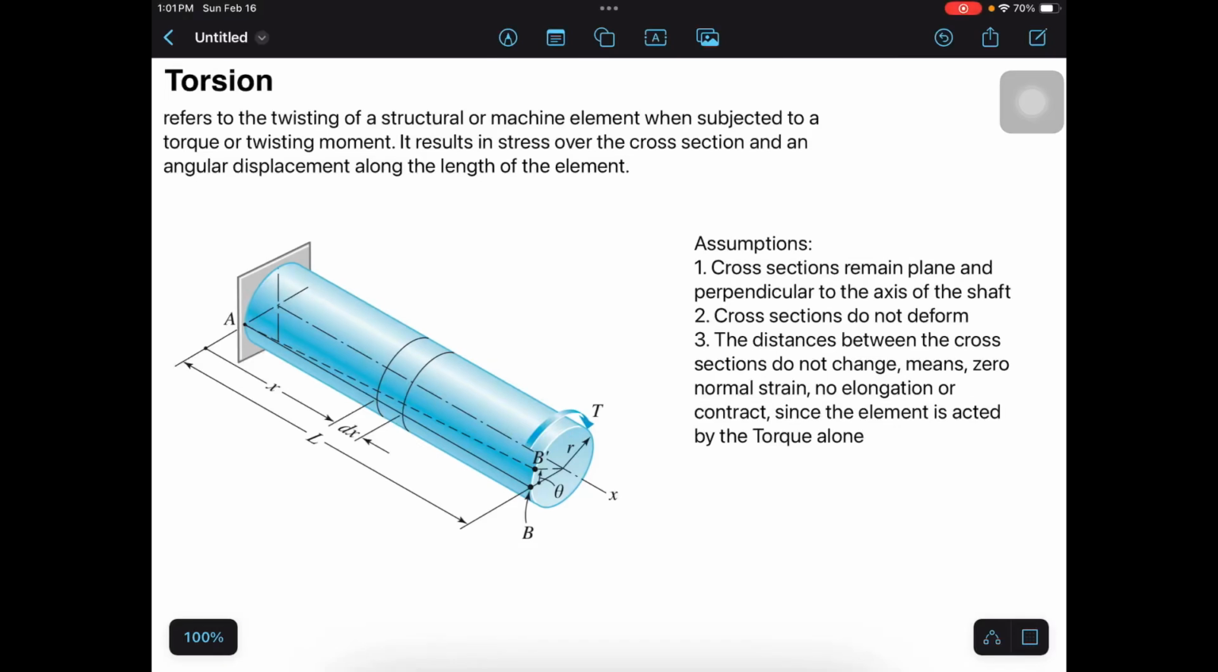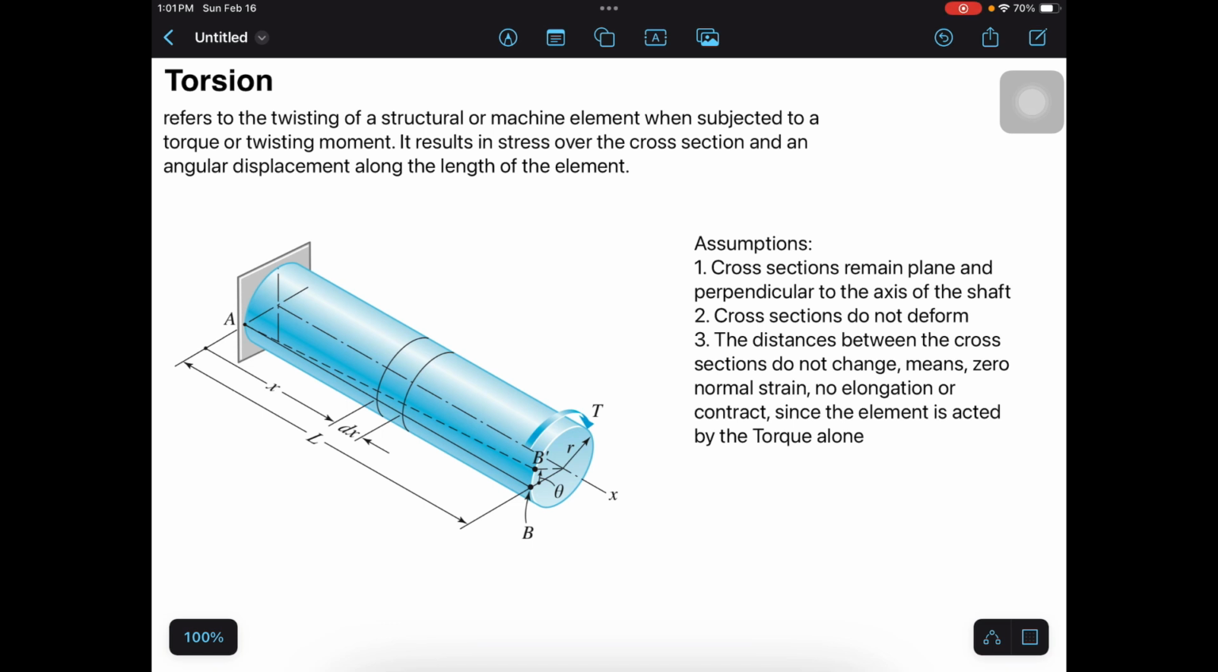So Module 4, Part 1, this is about torsion. Torsion refers to the twisting of a structural or machine element when subjected to a torque or twisting moment. In our figure, we have a solid circular shaft.